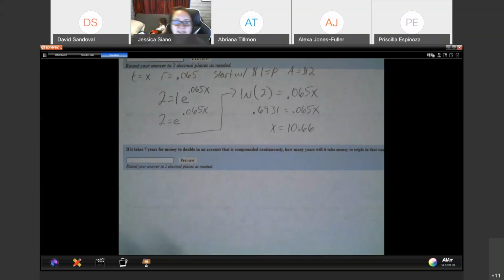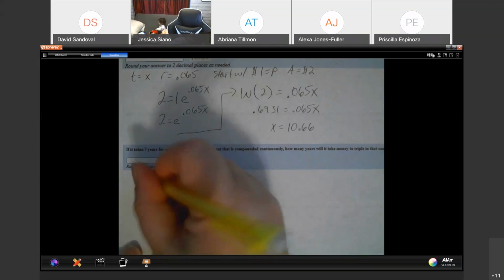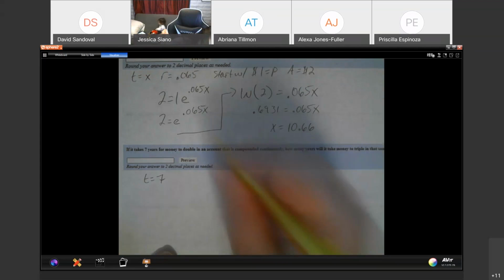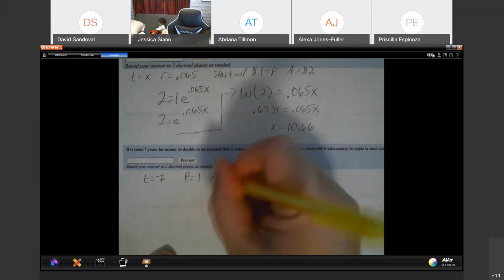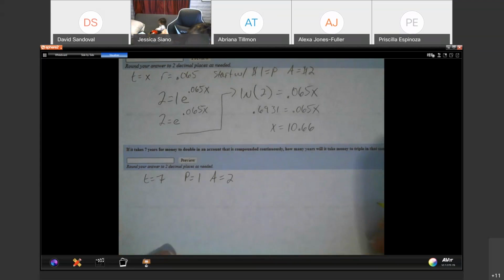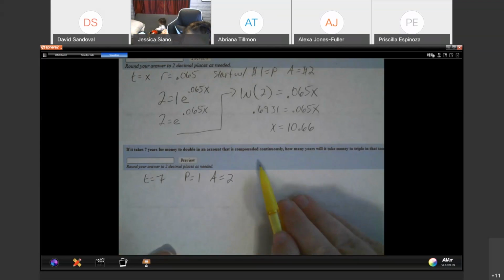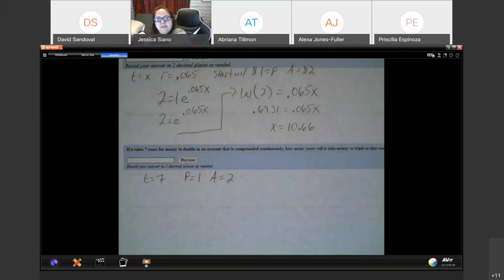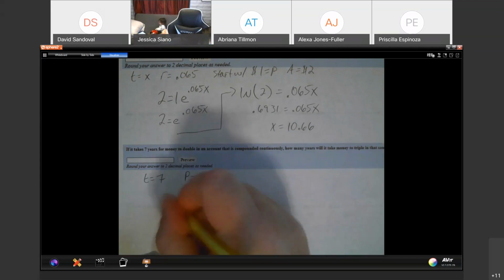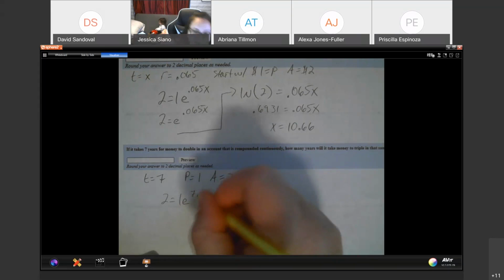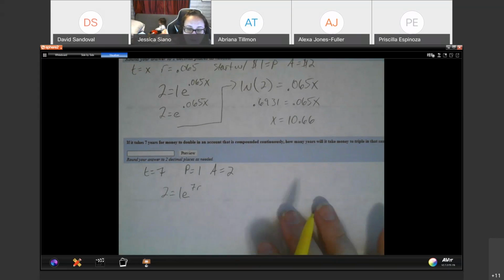Okay. If it takes 7 years for money to double, so that again, we're going to say P is 1 and A is 2, in an account that is compounding continuously, how many years will it take for the money to triple in that same account? So I'm missing R. So let's figure out what the rate on this account is. So 2 equals 1e to the 7r. But that's just 2 equals e to the 7r, right?